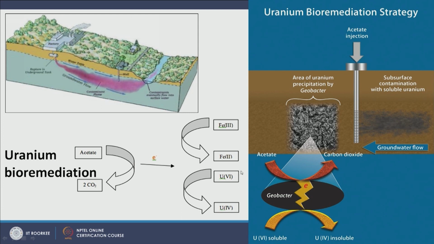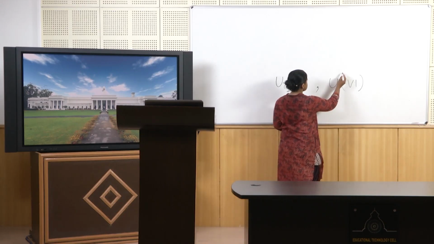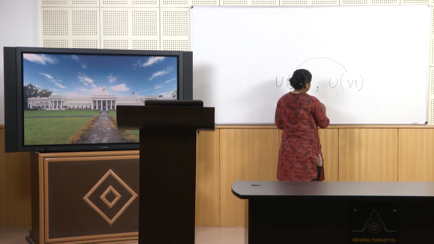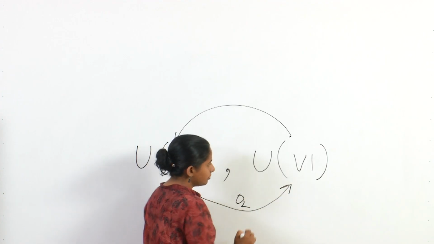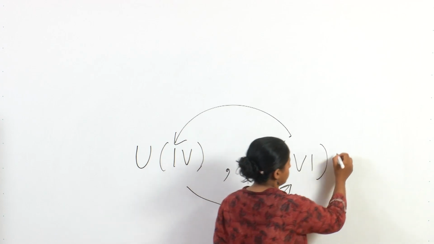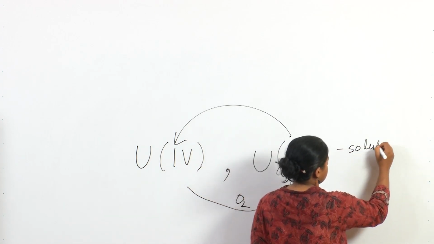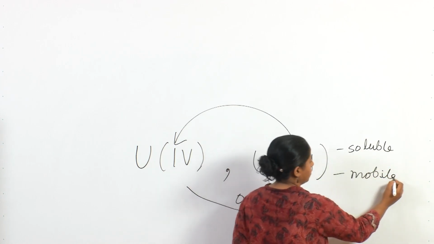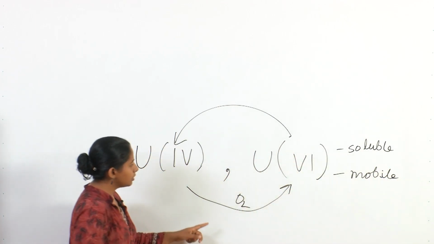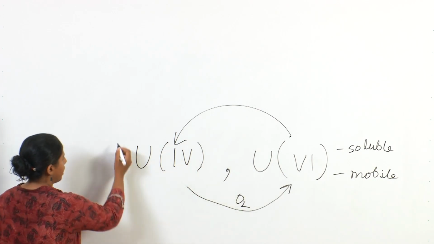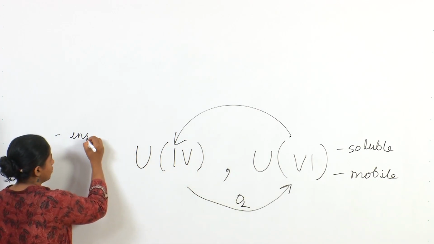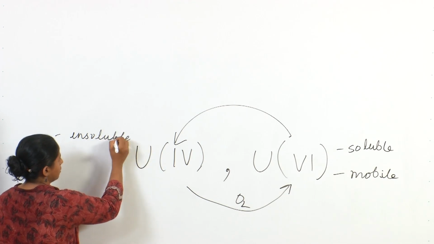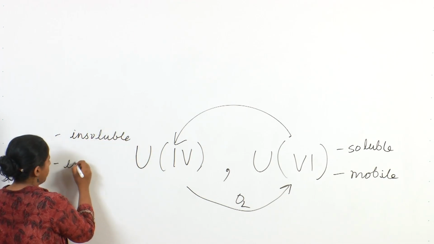and uranium 6 is the more oxidized form, obviously, because it has lost 6 electrons. So, what we want to do is convert uranium 6 into uranium 4. In the presence of oxygen, it becomes uranium 6, which is more soluble and thus more mobile. But if, using any technique, we can convert uranium 6 to uranium 4, we will have the less soluble form. So, we can write insoluble here to contrast: comparatively insoluble and immobile.